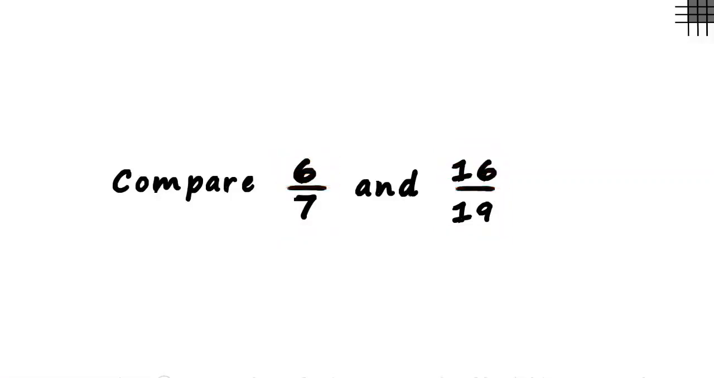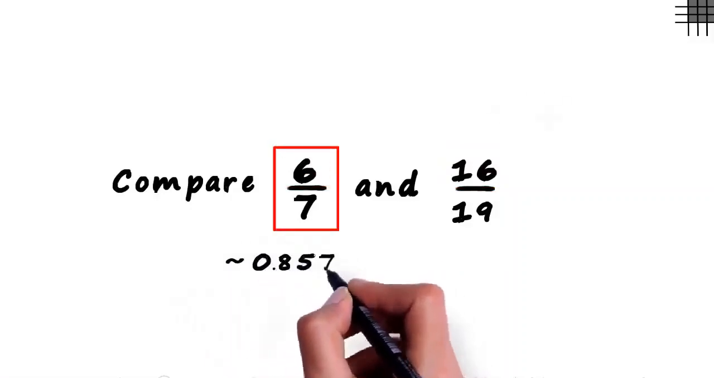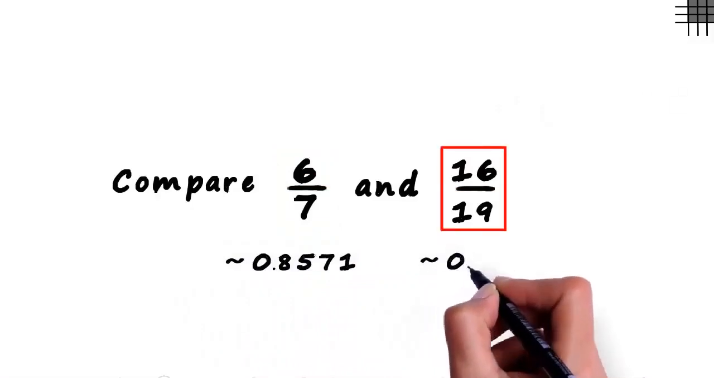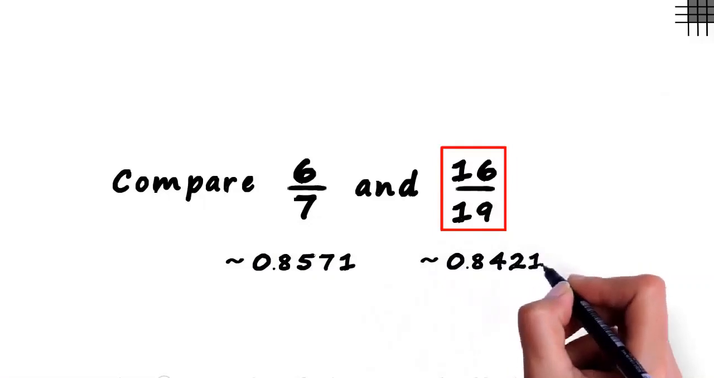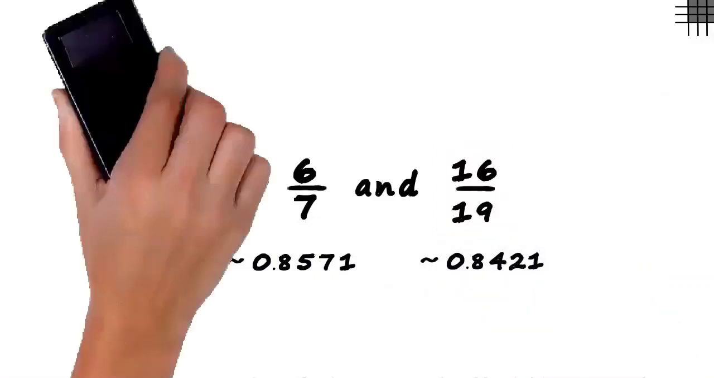Using a calculator, we see that 6 by 7 approximately equals 0.8571. And 16 by 19 approximately equals 0.8421. Pretty close, I would say. Here, let's look at a simpler way to compare two rational numbers.